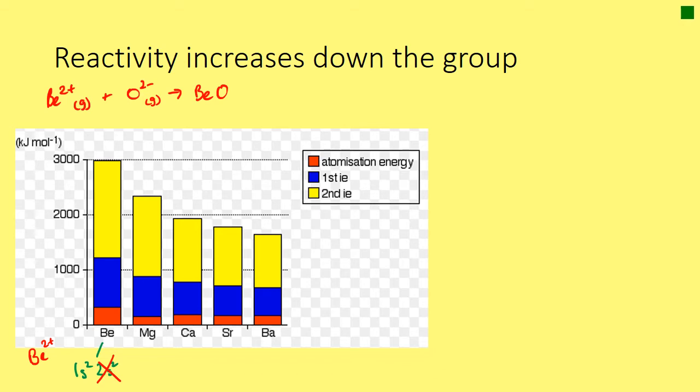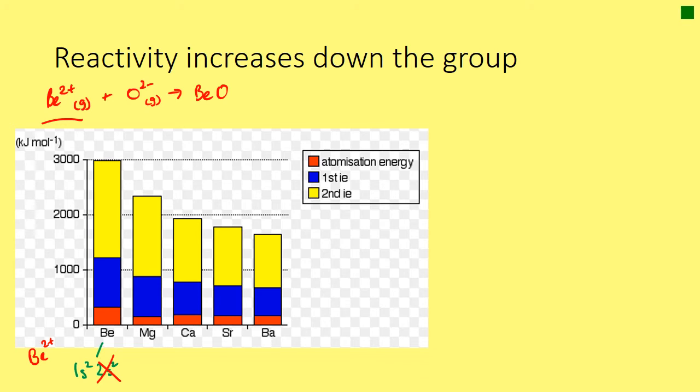like that. And so really what the reactivity depends on is how much energy is required to make that beryllium 2+ gaseous ion. And these are the 3 types of energy you have to put in to make it into a 2+ ion. And you can see the red box is the atomization. The first ionization energy is the blue one, and the second ionization energy is the yellow one. And the second ionization energy's trend follows the first ionization energy trend, same reasons.